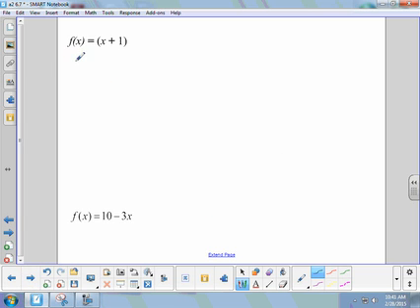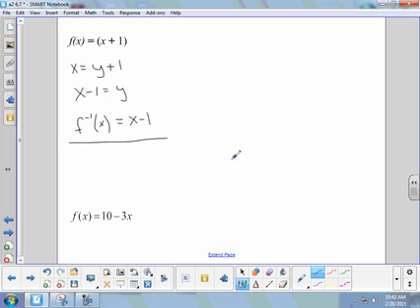Let's do a couple more. On this one, f of x. Remember, that's just a fancy way of saying y. So I'm going to switch my x's and my y's. Well, this one's really easy to do. Just subtract 1 from both sides. And since they gave it to me in function notation, I want to give my answer back in function notation. And I just put my superscript of -1 with the f. Again, I've got a line, so it is a function.